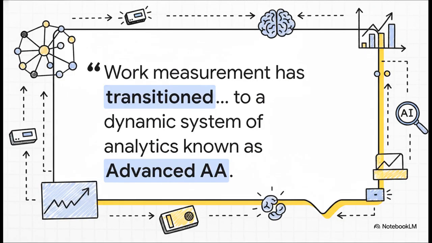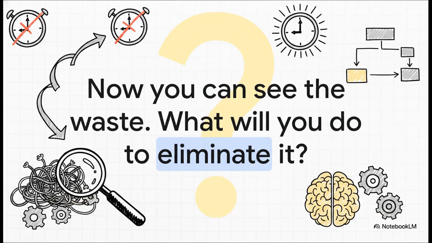And you know what? The story isn't over. This discipline is now evolving again into something called advanced activity analysis. We're talking about integrating things like AI, wearable sensors, and predictive models. This is going to give us even deeper, real-time insights, making our improvement efforts faster and smarter than we ever thought possible. So that leaves us with one final very powerful question. A tool like this gives you the ability to see the hidden waste with perfect clarity. So the only question left is, what are you going to do to eliminate it?